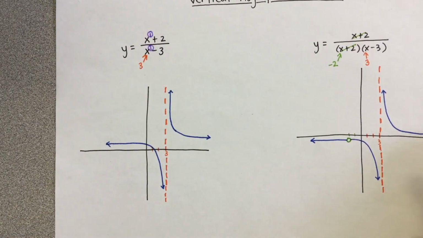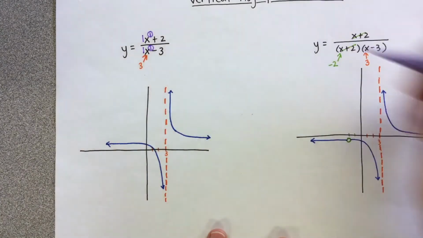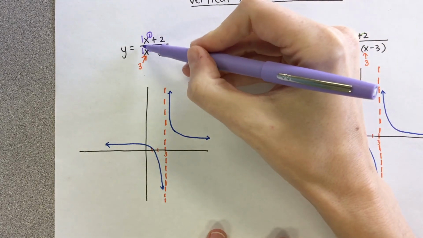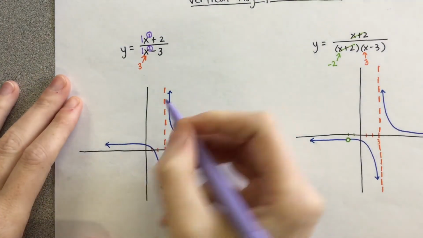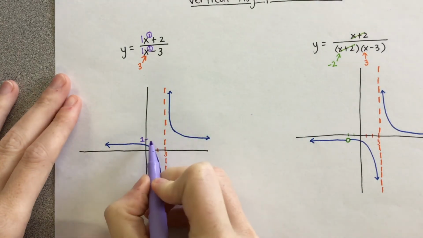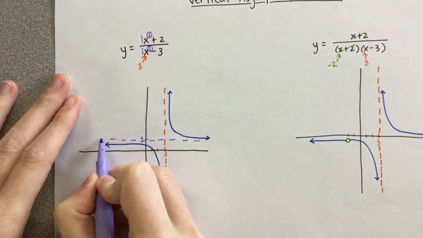All right, so here's our equation we were just looking at. Our leading coefficients are 1 and 1. Those are the coefficients in front of our leading term, or the term with the biggest exponent. And so 1 divided by 1 is 1. So this graph has a horizontal asymptote at y equals 1. So I'm going to draw in this dashed line right here.